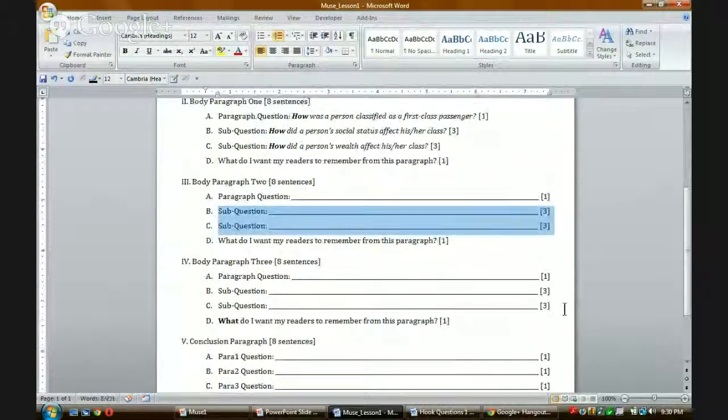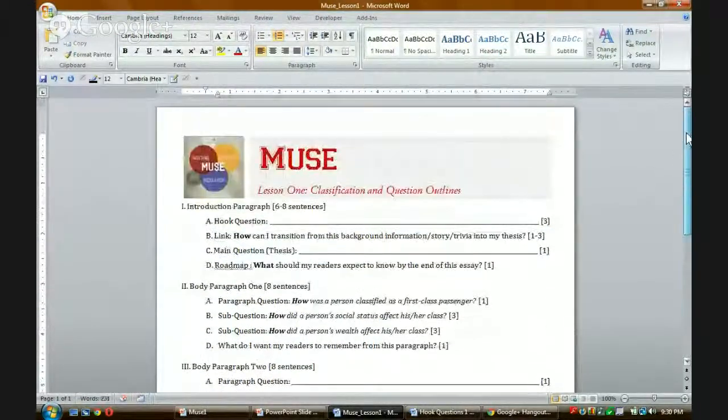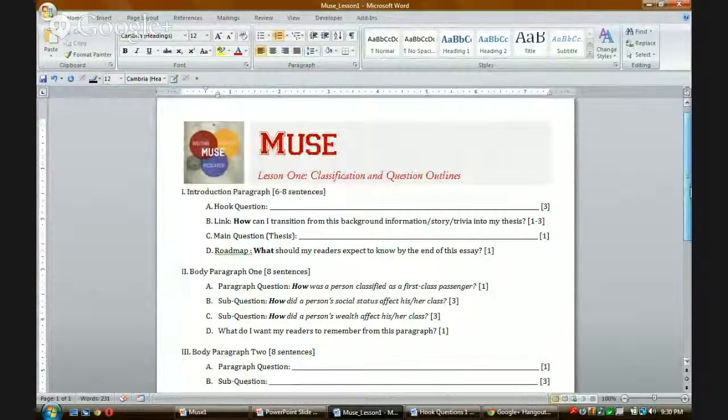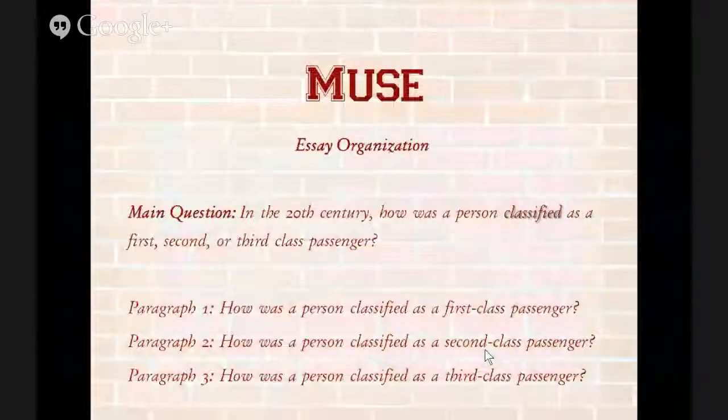So I hope this wasn't overwhelming for you. It's really hard to try to share everything about question outlines in one lesson, so I hope this has made sense. If you have questions, please let me know. So we have our main question and 3 paragraph questions. Let's go ahead and go over the assignments for today.